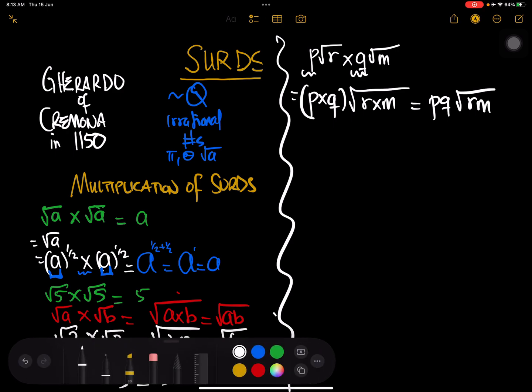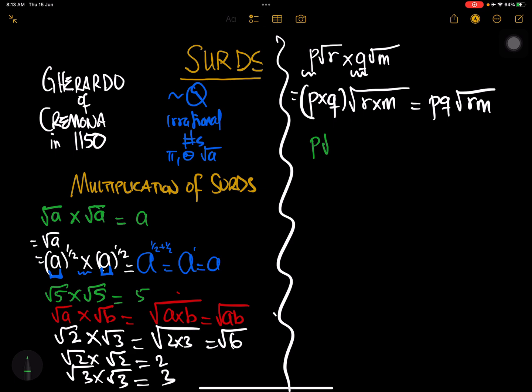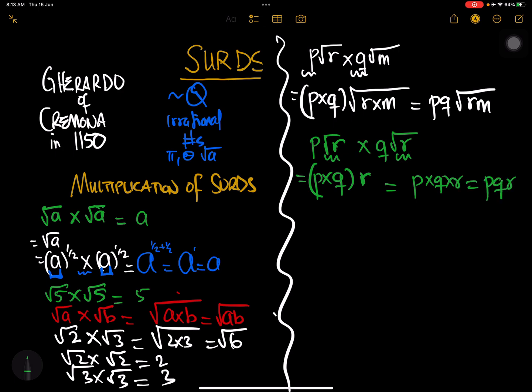On the other hand, if we have p again, square root of r multiplying q square root of r, remember it's going to be p times q in parentheses. But remember that the square root of r times the square root of r is just r, because they're the same. And then we get p times q times r, which is pqr. I hope that clarifies things.